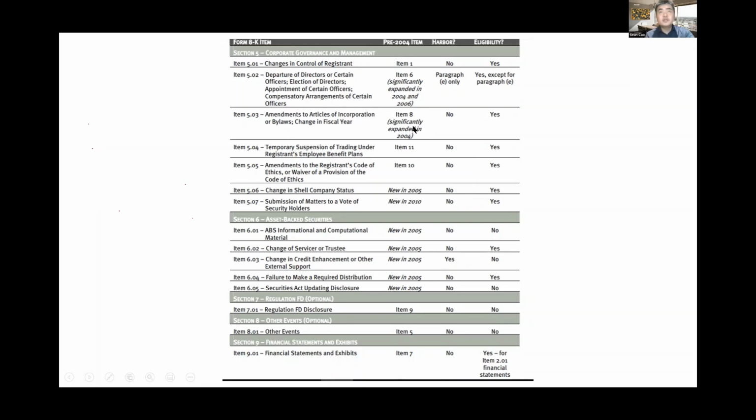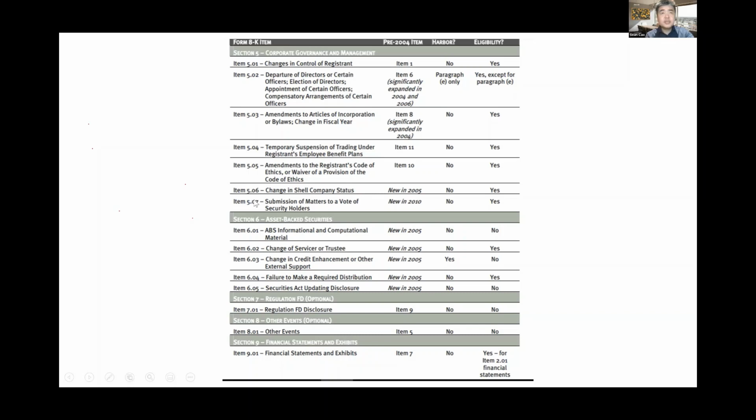So before 2004, 2006, I need to check the exact year. I think it's 2006 or 2004. You can check the exact year. You can see that before the regulatory change, the news is classified into item A. After the regulatory change, the news was classified to item 5.03. That's how you can see the news classified in a different way.